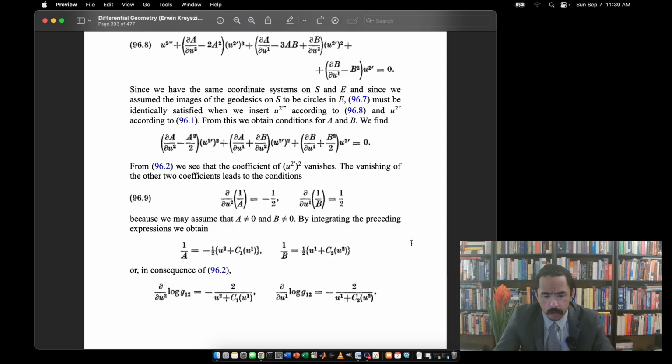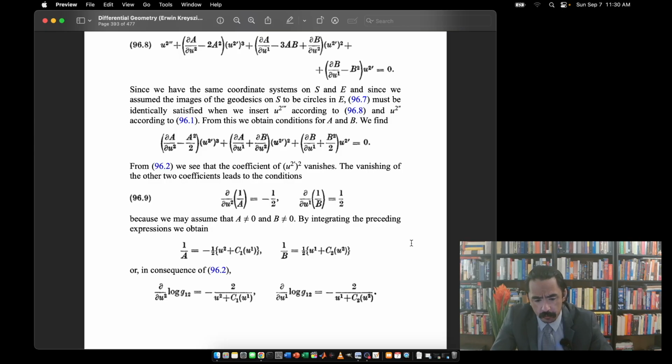We find that the quantity partial capital A partial u2 minus capital A squared over 2, closed quantity, times u2 prime cubed, plus the quantity partial capital A partial u1 plus partial capital B partial u2, closed quantity, times u2 prime squared, plus the quantity partial capital B partial u1 plus capital B squared over 2, closed quantity, times u2 prime equals 0. From relation 96.2, we see that the coefficient of u2 prime squared vanishes.